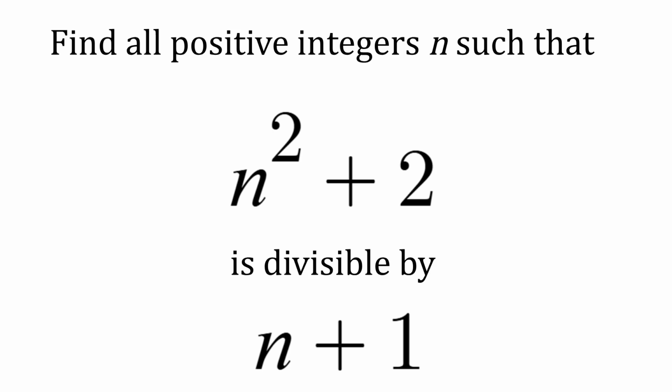So here is today's question. This is the first question that we will cover. Find all positive integers n such that n squared plus 2 is divisible by n plus 1, meaning that if you divide the two, you must get an integer. So I'll give you guys a little bit of time to solve it.